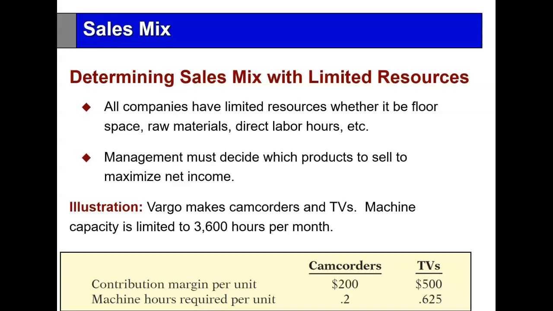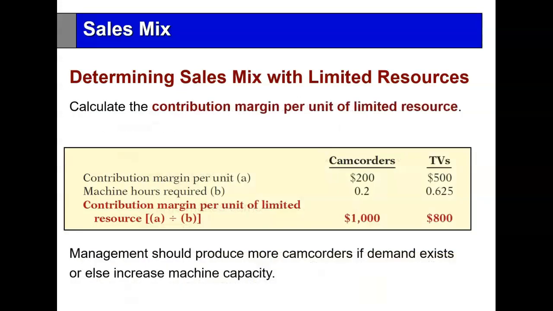So here we have Vargo again. They make the camcorder and the television. However, the machine capacity they have to make both of them is limited to 3,600 hours per month. So now we look at the camcorders and we say, okay, the contribution margin for every camcorder that we produce and sell is 200. For television, it's 500. However, the time it takes to manufacture on that machine, because I have limited capacity on that machine, is 0.2 of an hour, whereas television is 0.625 of an hour. So you see, the machine capacity is the constraint.